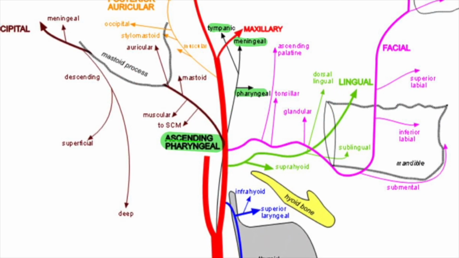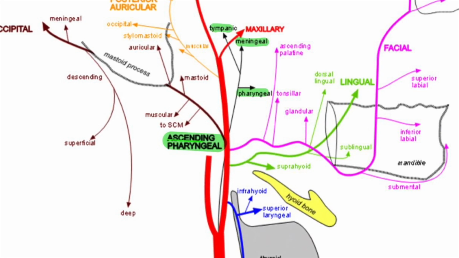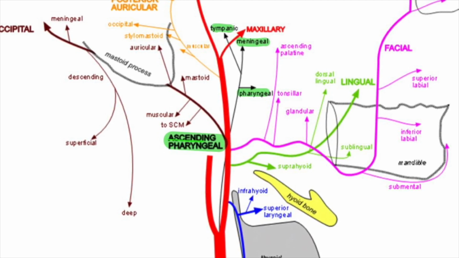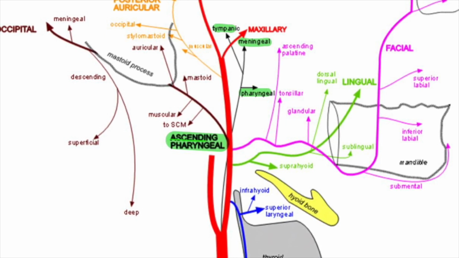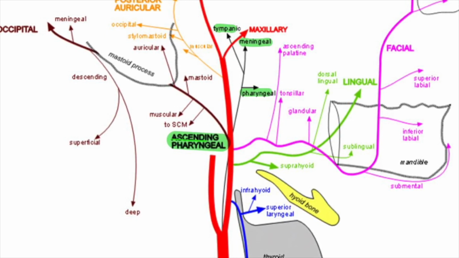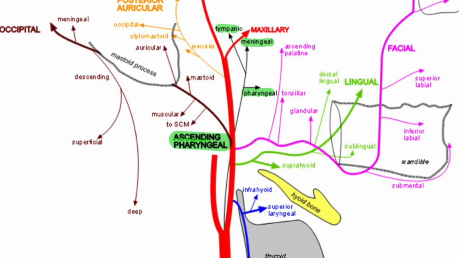Next up is the ascending pharyngeal artery. It is the smallest branch of the external carotid artery. It courses vertically with the internal carotid artery and to the side of the pharynx. It supplies the base of the skull and also terminates at the base of the skull.